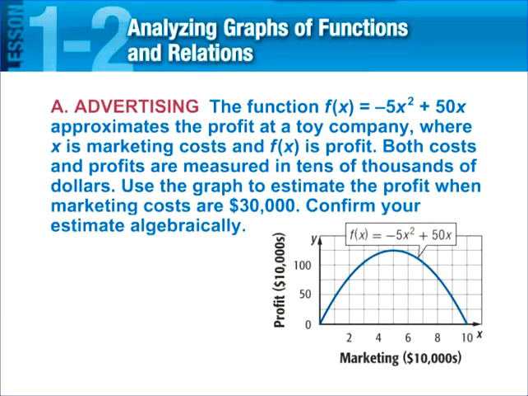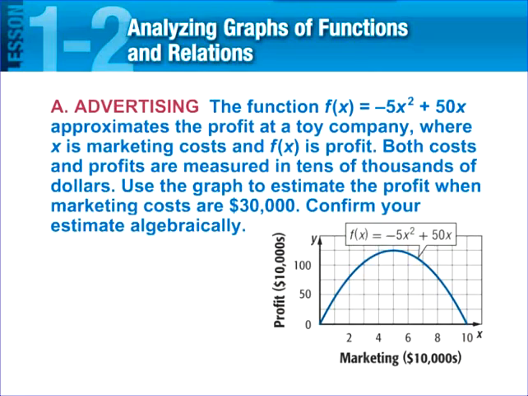And we're going to go ahead and we can look at more of that tomorrow. So today, if you notice, we're going to analyze graphs of functions and relations. And so what we're going to do is look at this one. It says the function f of x equals negative 5x squared plus 50x.